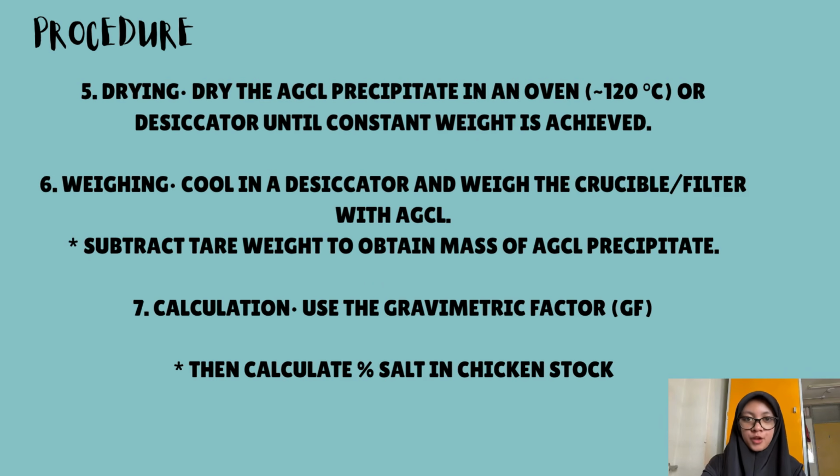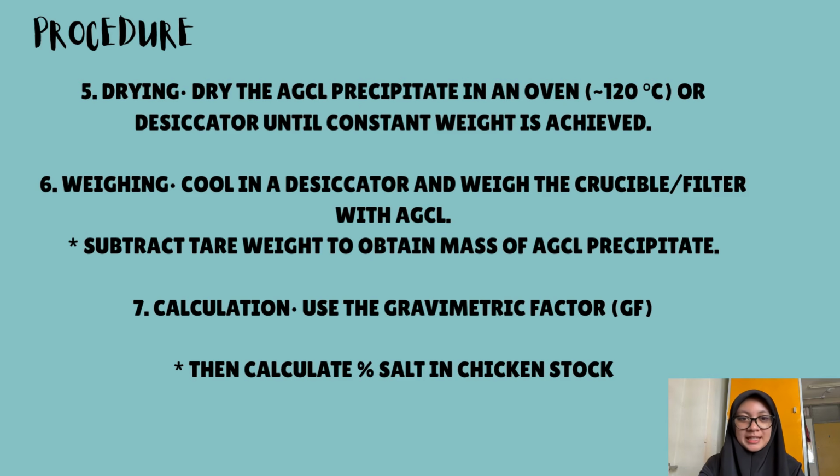In step 5, drying, the wet AgCl precipitate is placed inside a drying oven set to approximately 120 degrees or left inside a desiccator. We keep it there until a constant mass is achieved, ensuring all residual water is completely driven off. For step 6, weighing, we allow the crucible and the dry AgCl to cool down completely inside a desiccator so it doesn't reabsorb ambient moisture.